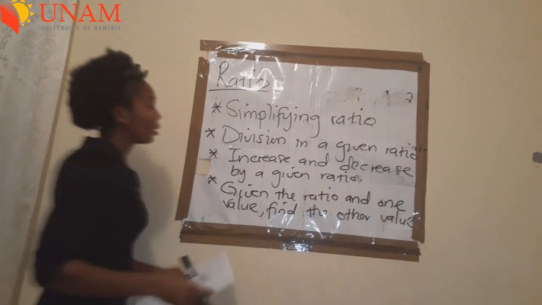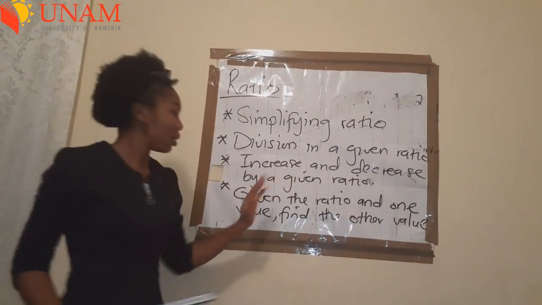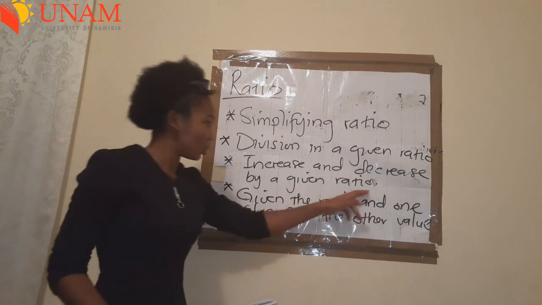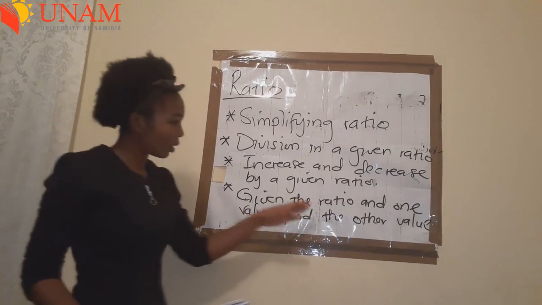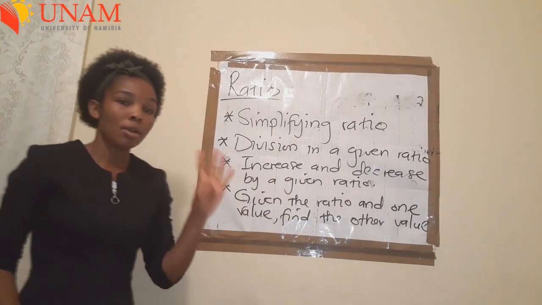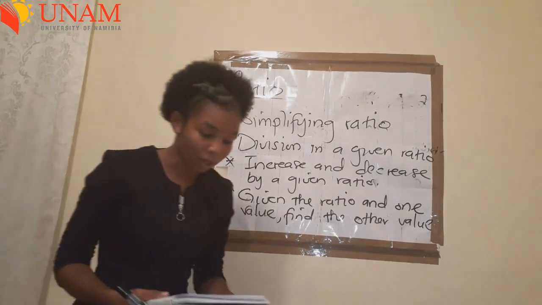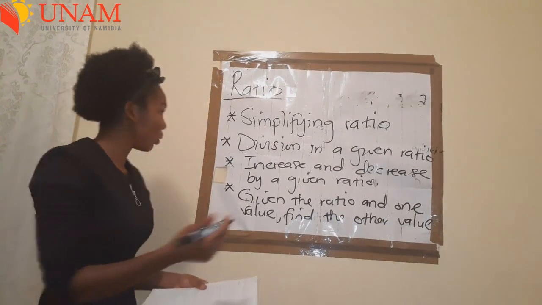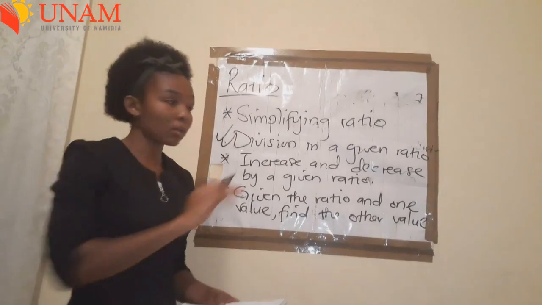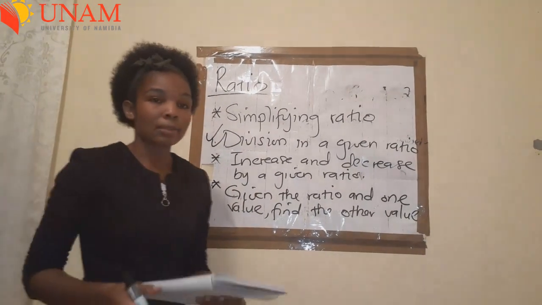The second one is division in a given ratio, which is what we are going to look at in this lesson. The third one is increase and decrease by a given ratio. And the fourth one is, given the ratio and one value, find the other value. Those are the four calculations involved in the topic of ratio, but we are not going to look at all of them. We are only going to look at division in a given ratio. I just want you to copy down those so that when we continue next, it will make it easy for us.